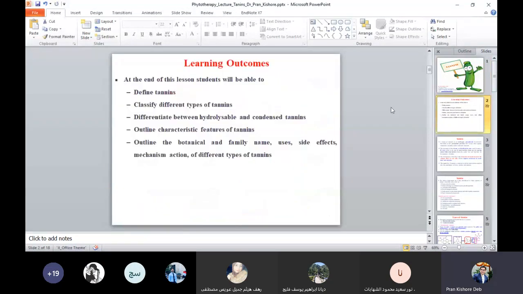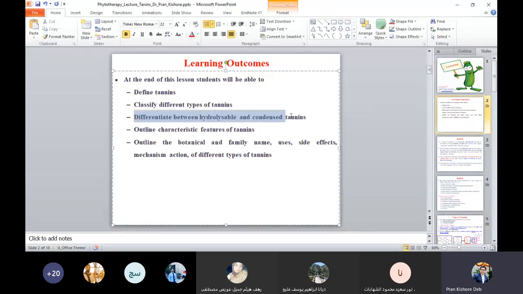Coming to the learning outcome, first of all, I would like to tell you this is a very small chapter, very small, like isothiocyanate. Two or three examples, simple facts. So at the end of this lesson, you will be able to define tannins, classify different types of tannins, and differentiate between hydrolyzable and condensed tannins. So this is again very important. You need to remember it well.